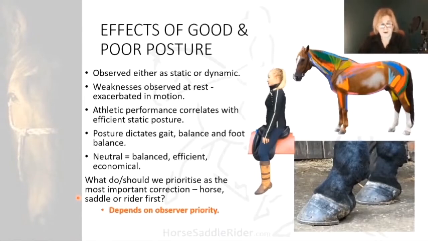It depends on the priority of the observer. Unless the observer deals with the horse, saddle, and rider as a combination, they will correct what they have been trained to correct. And unless they've had training in other areas, such as evaluating the rider off the horse, they and the rider will be completely unaware that it's a problem, and they may still just keep going for the horse as the problem if that's their area of training.